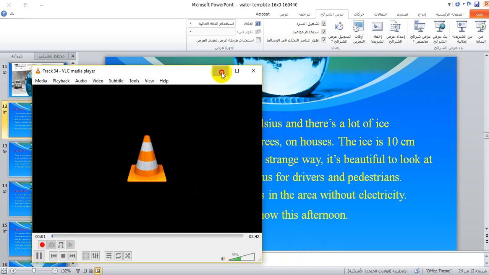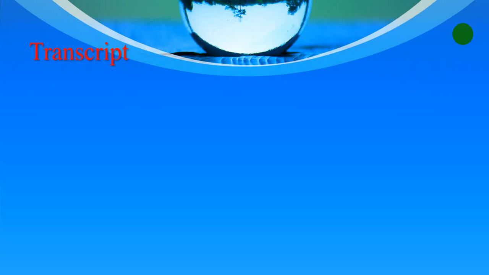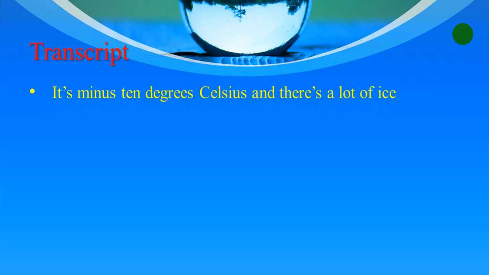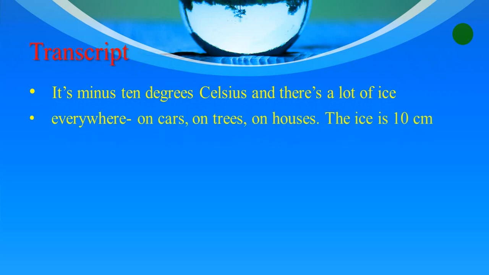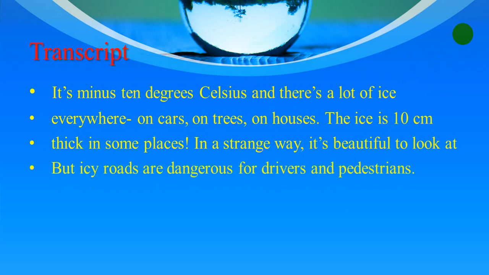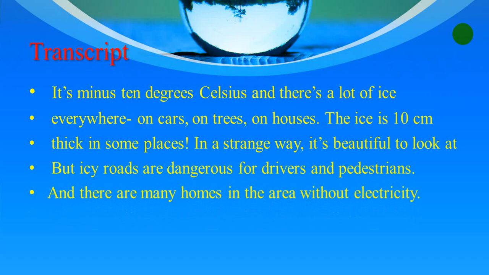Unit 4, Lesson 4A, Exercises 4 and 5. 1. It's minus 10 degrees Celsius and there's a lot of ice everywhere. On cars, on trees, on houses. The ice is 10 centimeters thick in some places. In a strange way, it's beautiful to look at, but icy roads are dangerous for drivers and pedestrians. And there are many homes in the area without electricity. We're expecting a little snow this afternoon.